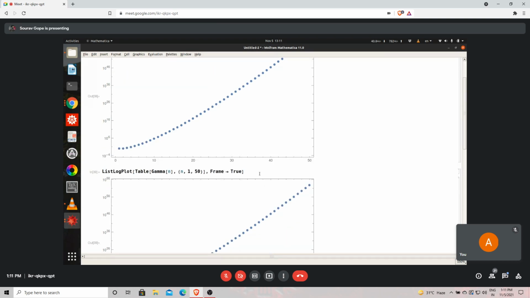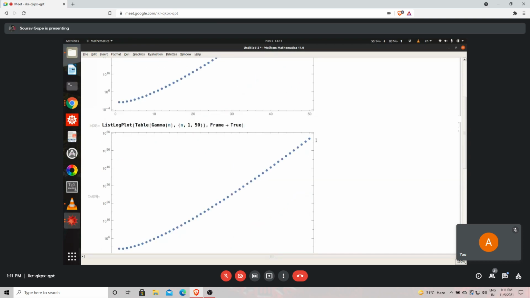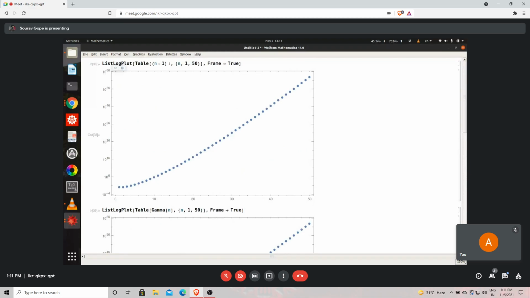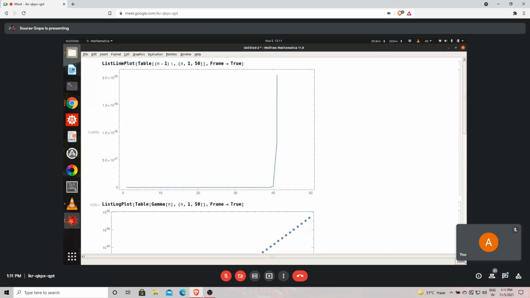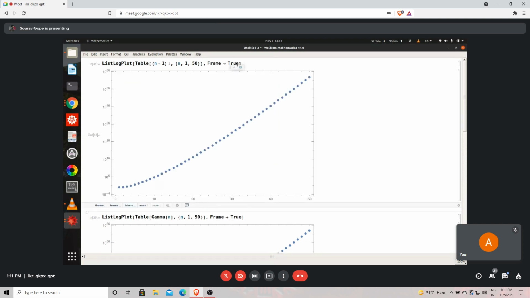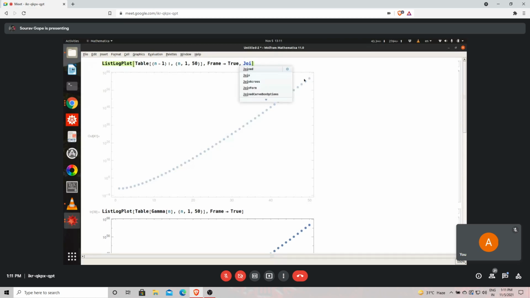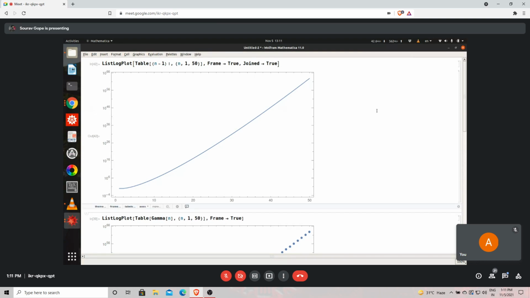This is the gamma function for integers. But if I just join these things, this is basically how the gamma function looks like.